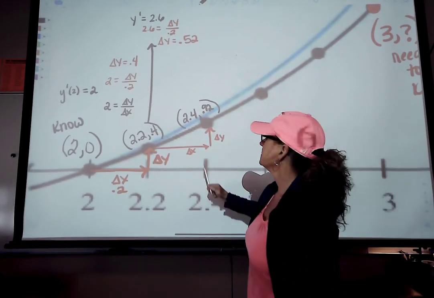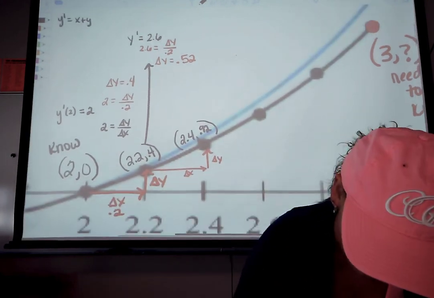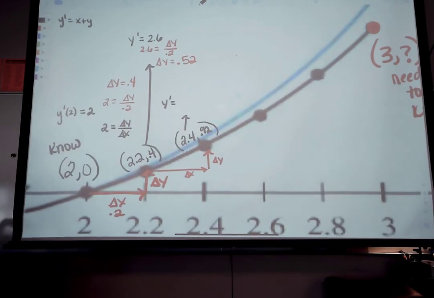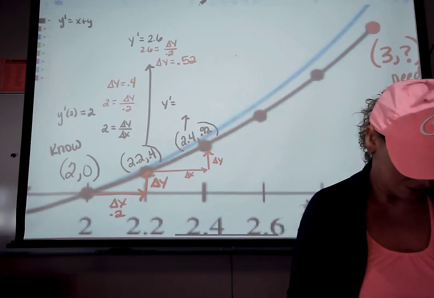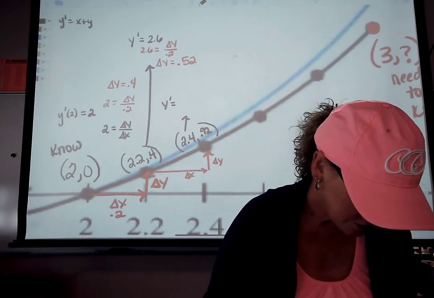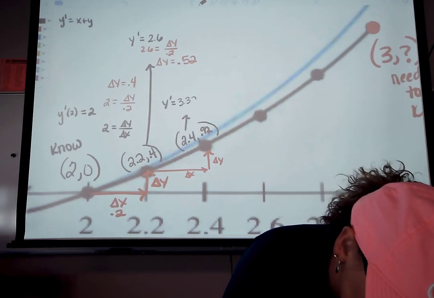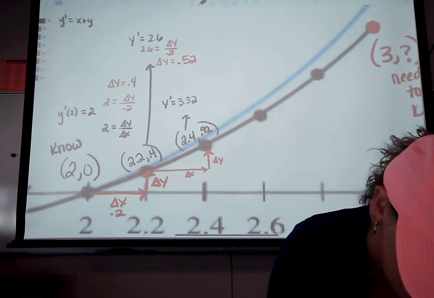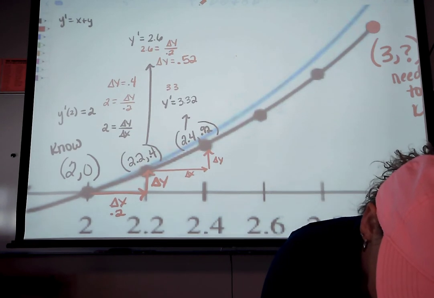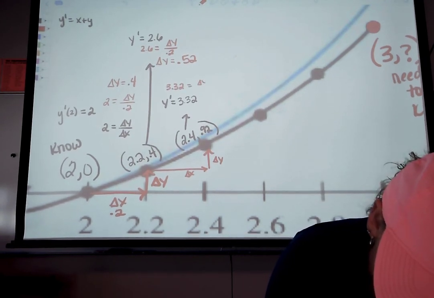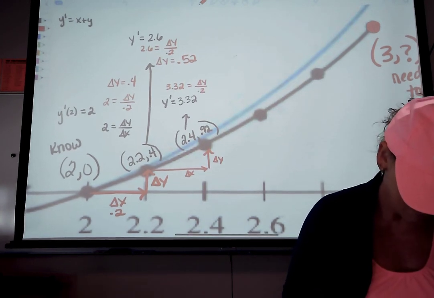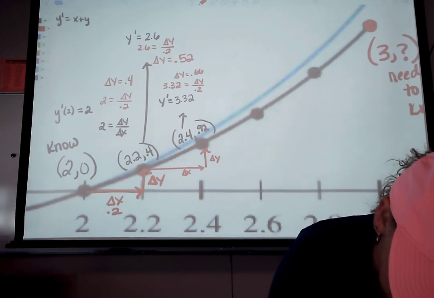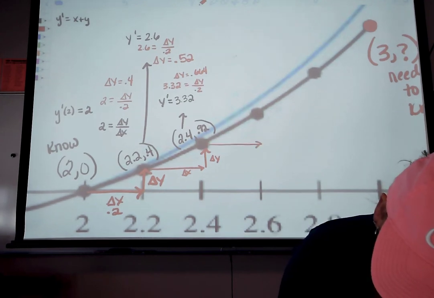And I would do it again. I would get the slope here. Y prime equals x plus y. I'm going to need a calculator here pretty soon. 3.32 needs to represent the change in y over the change in x. And I get the change in y is 0.664. So that is 0.2 times 3.32, that is 0.664.